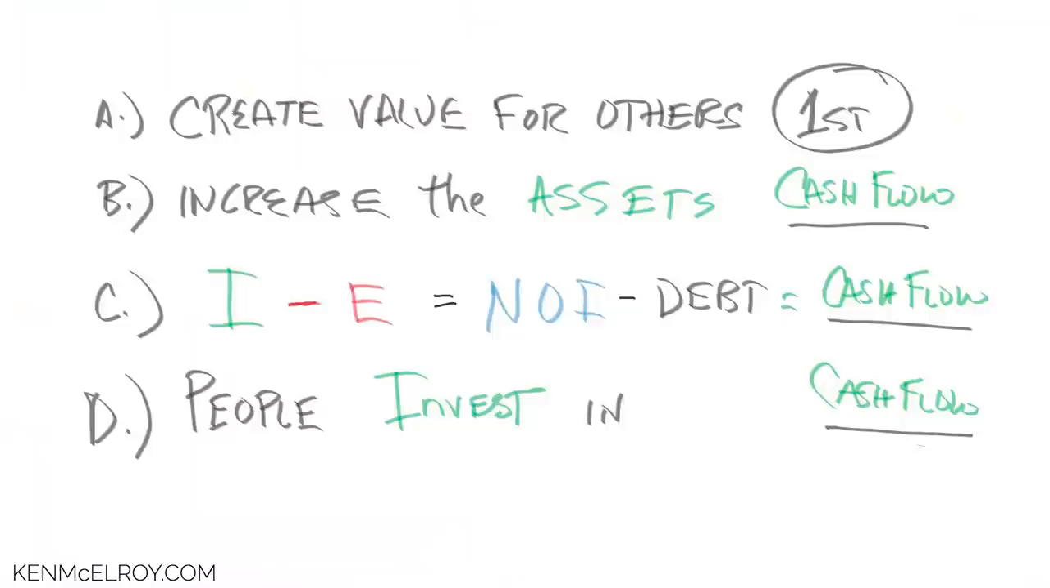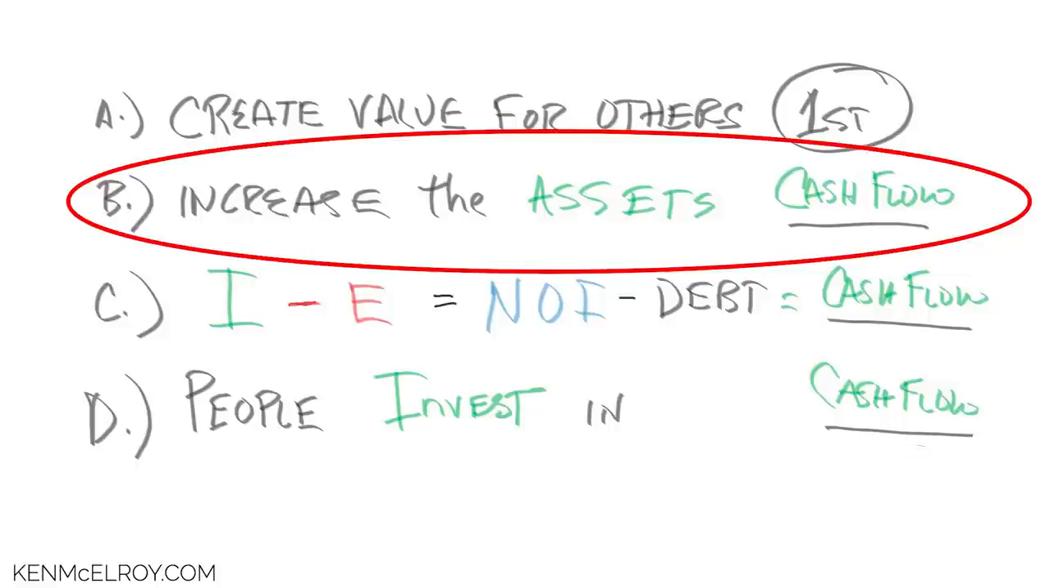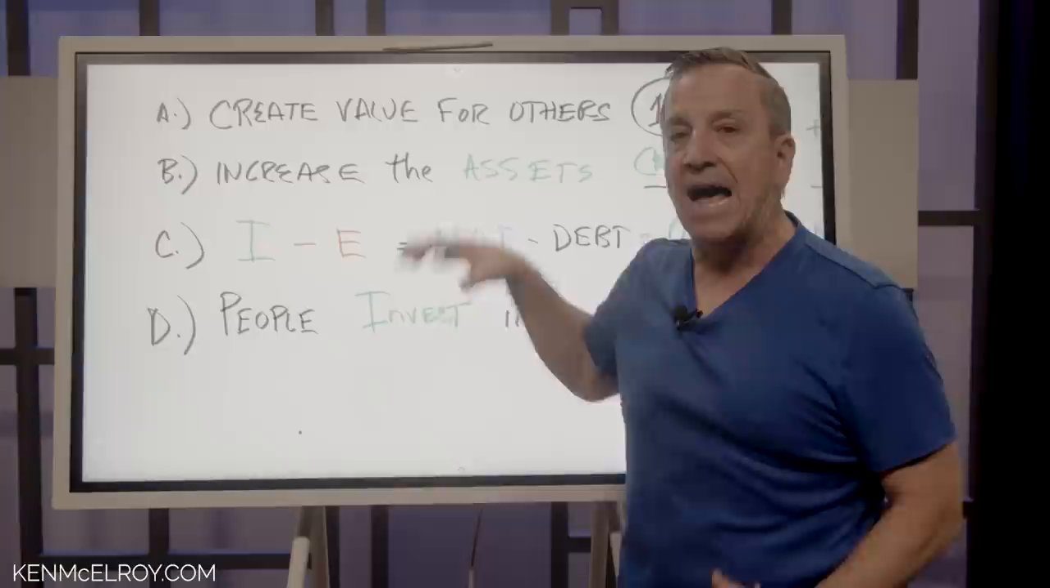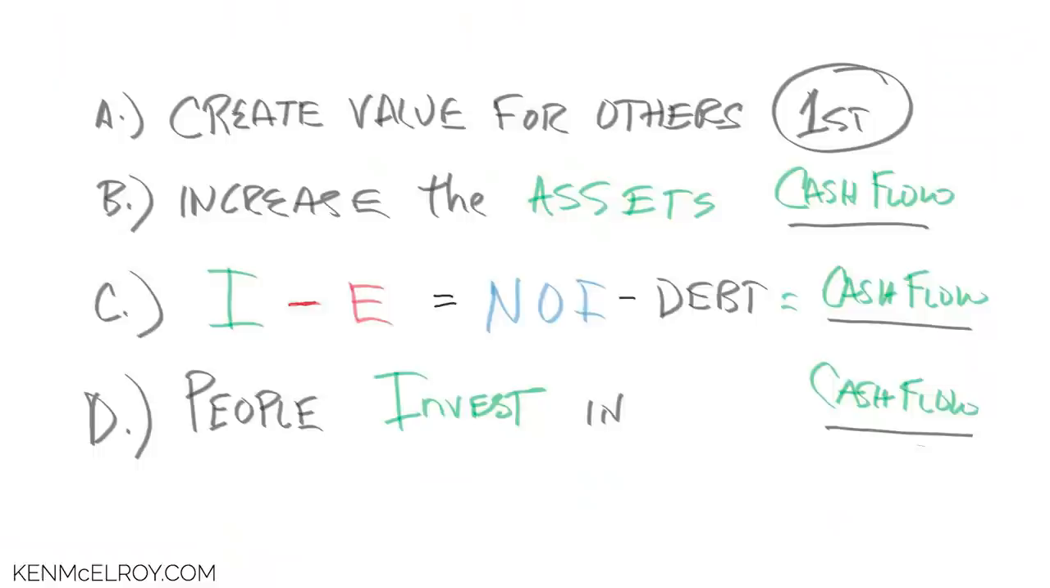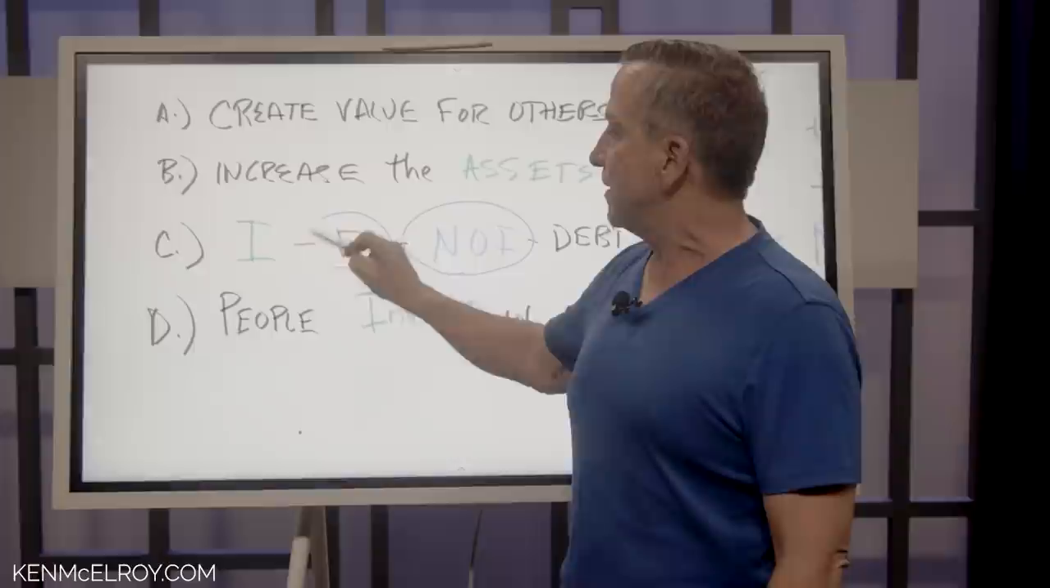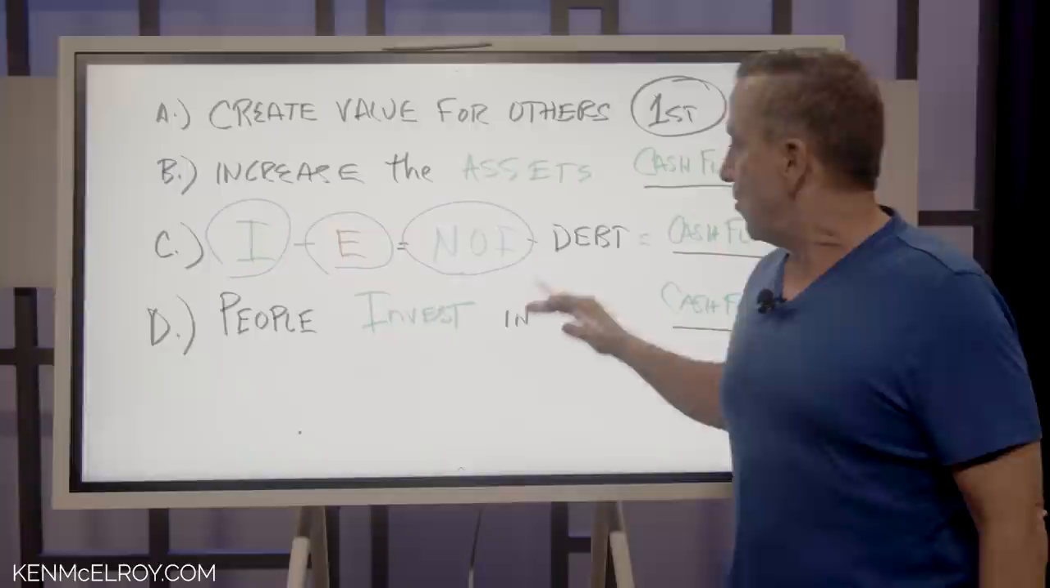Number two, increase the asset's cash flow. Now, we talk a lot about this in our videos, but how can you, as an operator, increase the cash flow of the asset? If you do this, then you're creating value for that asset and for the money and for the debt and for yourself. I'm going to talk to you a little bit about this, but this is income minus expenses equals the NOI, minus the debt equals cash flow. If you can figure out one of these areas to either increase the income, lower the expenses, to increase the NOI, or potentially even lower the debt, then you can increase the cash flow.